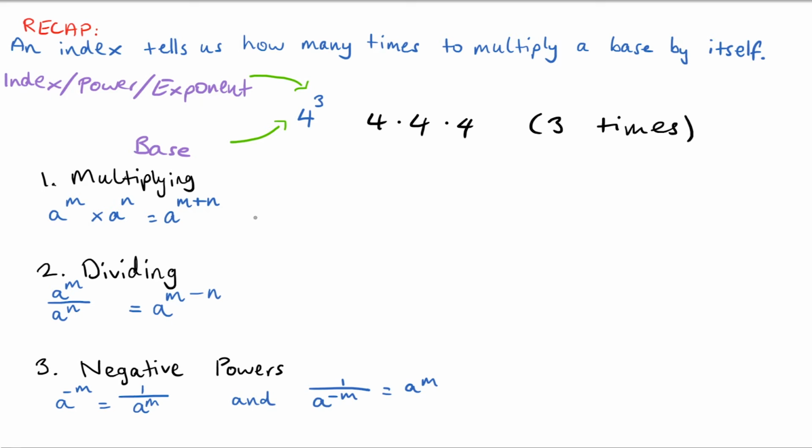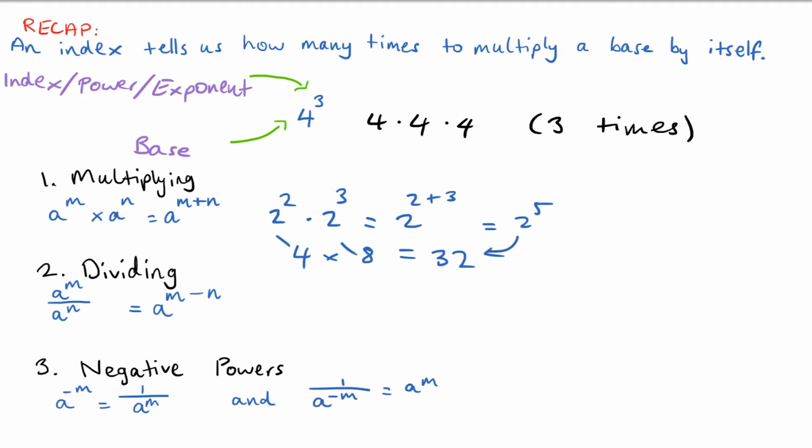So if we have maybe 2 squared times 2 cubed, that is 2 to the 2 plus 3, or 2 to the 5. And if you don't believe me, well, 2 squared is 4, 2 cubed is 8, and multiply them together you get 32, and that is in fact 2 to the power of 5.